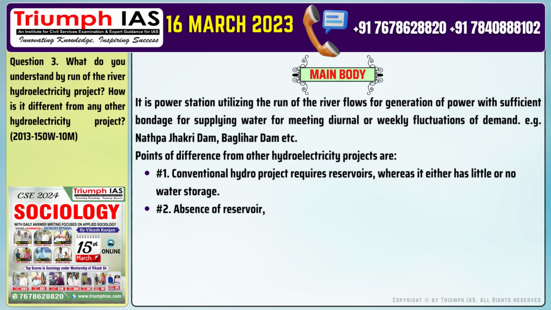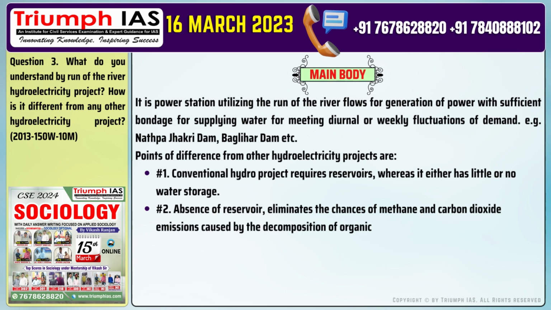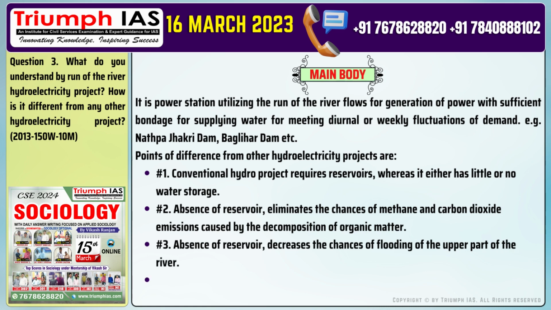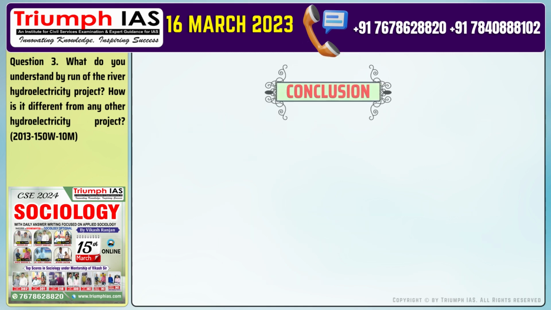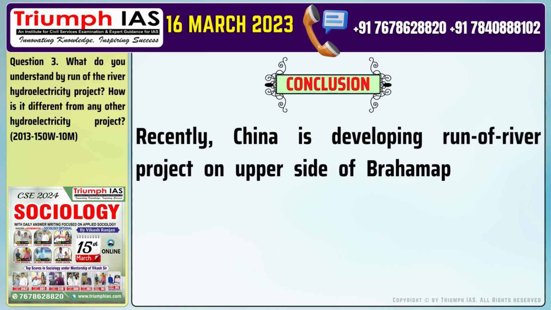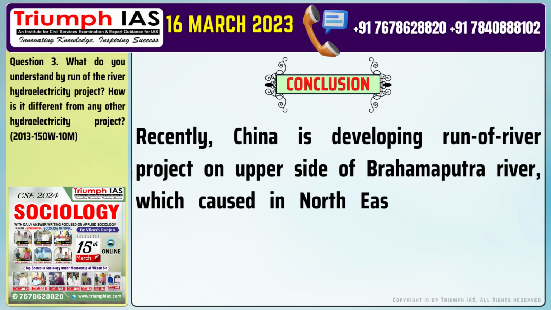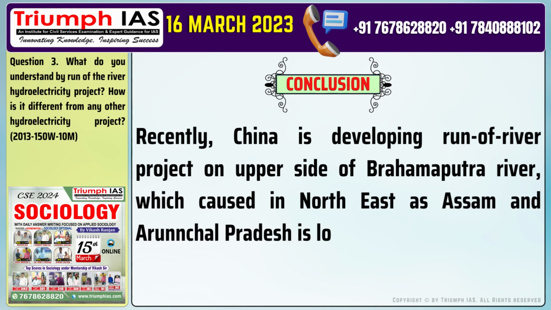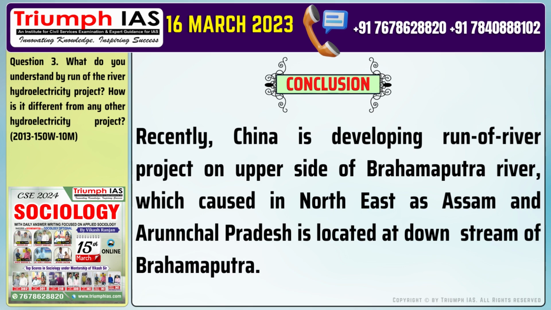Number 2. Absence of a reservoir eliminates the chances of methane and carbon dioxide emissions caused by the decomposition of organic matter. Number 3. Absence of a reservoir decreases the chances of flooding of the upper part of the river. Number 4. It requires less cost of production in comparison to other hydro projects. The conclusion of the answer is: recently, China is developing a run-of-river project on the upper side of the Brahmaputra River, which is a concern in the northeast, as Assam and Arunachal Pradesh are located downstream of the Brahmaputra.